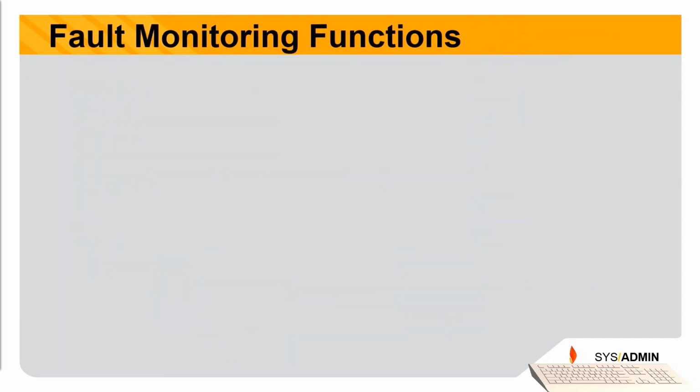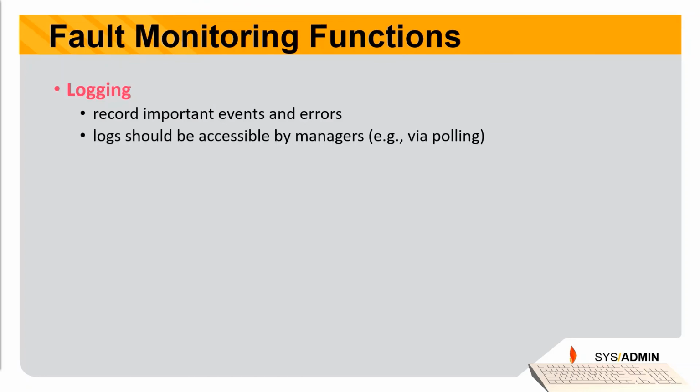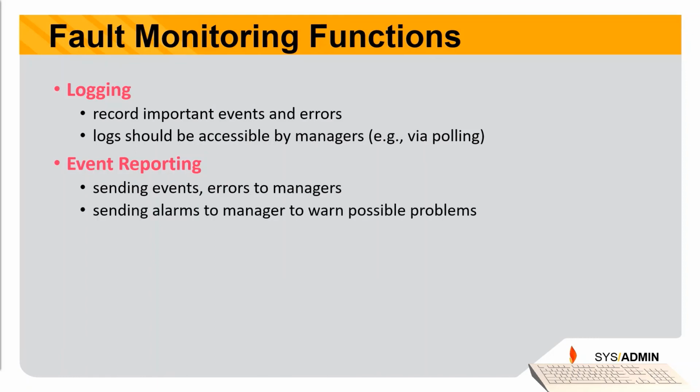Okay, so next would be the fault monitoring functions. Let's start with logs or logging facilities, which record important events and errors. Logs should be accessible by managers via polling. We have introduced and defined polling in the previous slides. Then event reporting: sending event errors to managers, sending alarms to the manager to warn of possible problems. So we're talking about notifications here, notifications initiated by the agent to the manager.